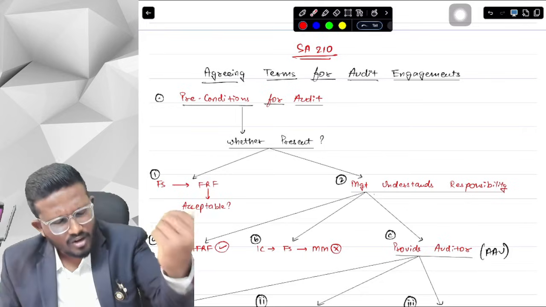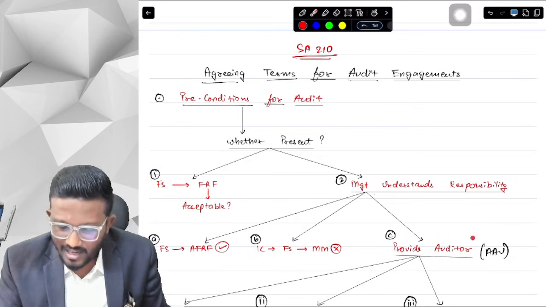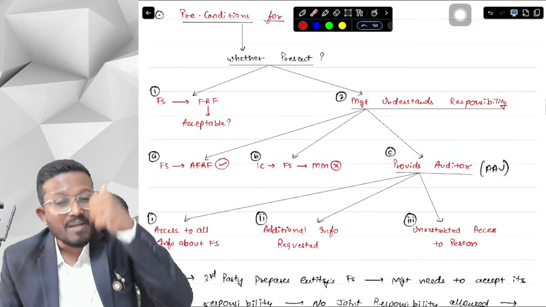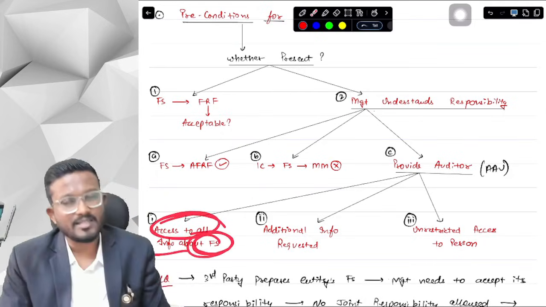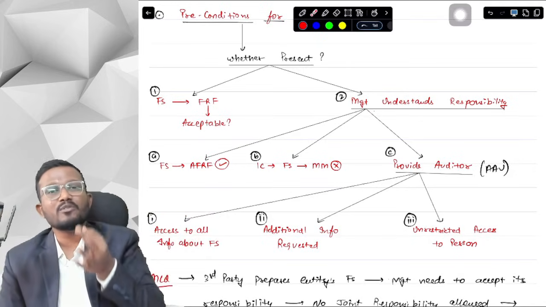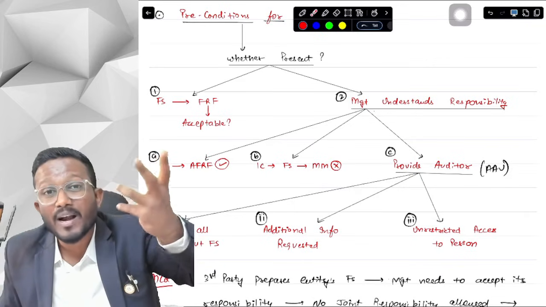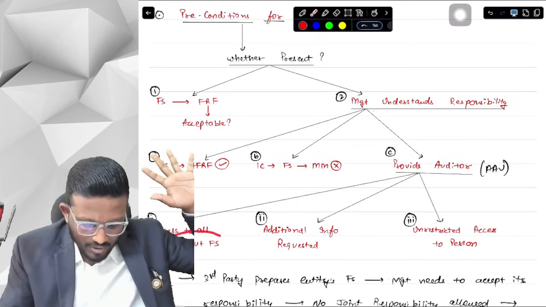And third, management has prepared the financial statements, and management has the responsibility of internal control. Then management needs to provide them to the auditor. What does the management need to provide, sir? First of all, the management needs to provide access to all the information about the financial statements. This is a responsibility of the management. Provide to the auditor all the information relevant to the financial statements.